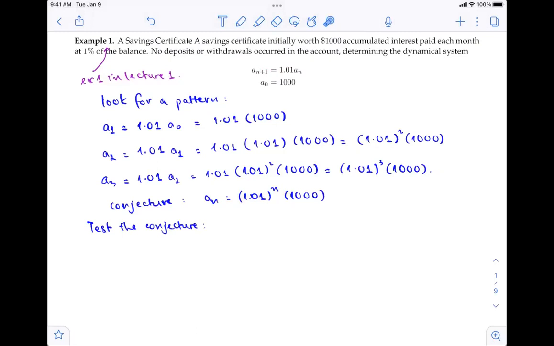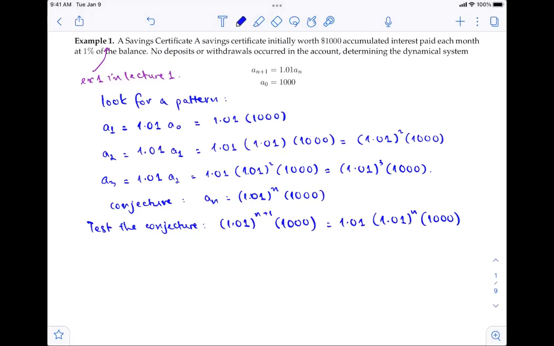So you have A sub n plus 1, which is 1.01 raised to the n plus 1 power times $1,000. That's for the left-hand side. The right-hand side is 1.01 times 1.01 raised to the n power times 1,000. And if you notice, this is a true statement because the left-hand side is equal to the right-hand side. And you can conclude that this conjecture that you tested, or the formula that you hypothesized, is working.